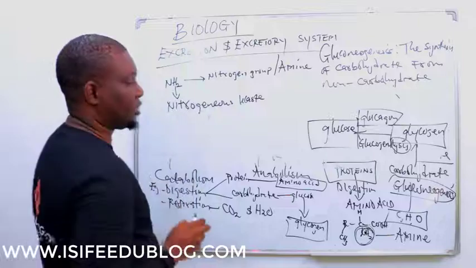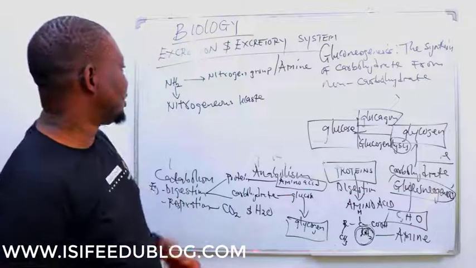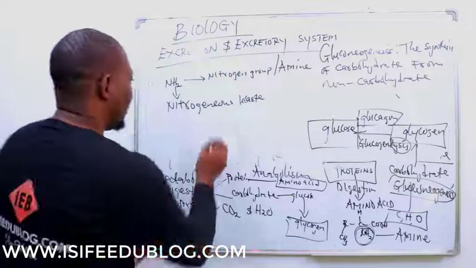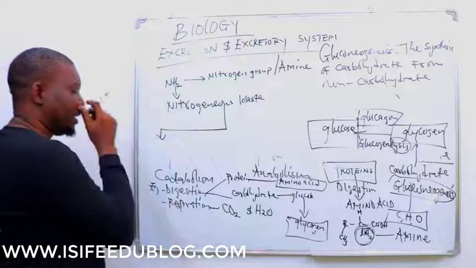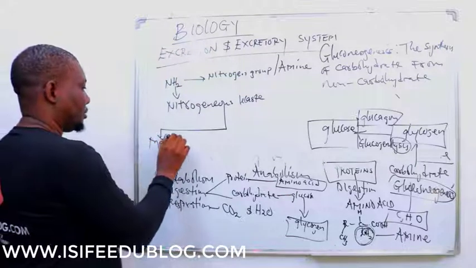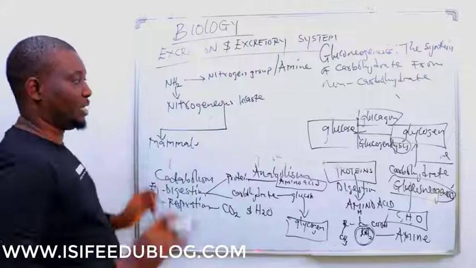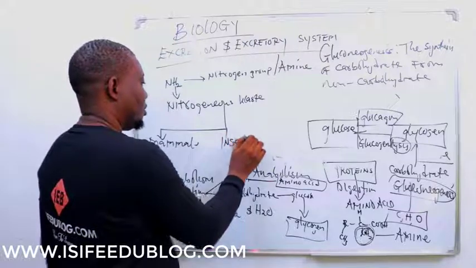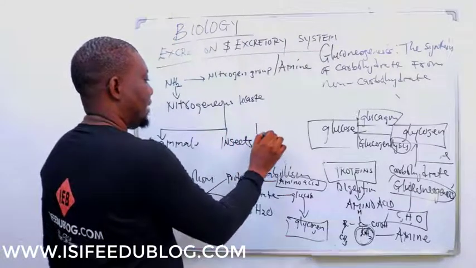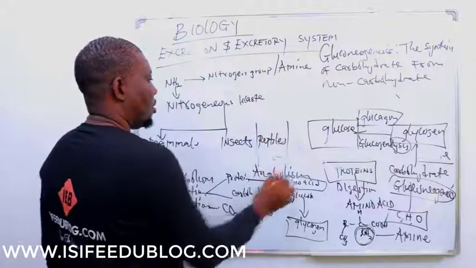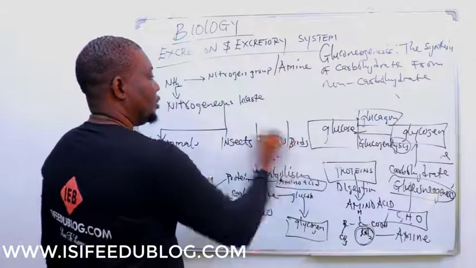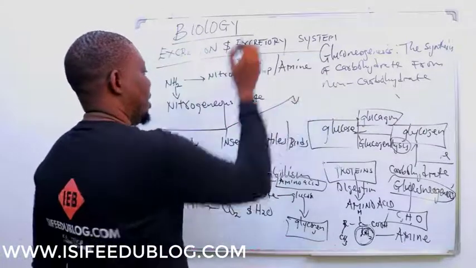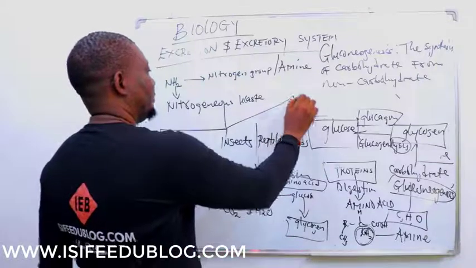I'm going to be discussing 3 organisms here that remove this waste differently. One of them will be mammals. Then insects, reptiles, or birds will remove this waste differently. And then another class of organism that will remove this waste differently will be protozoa.